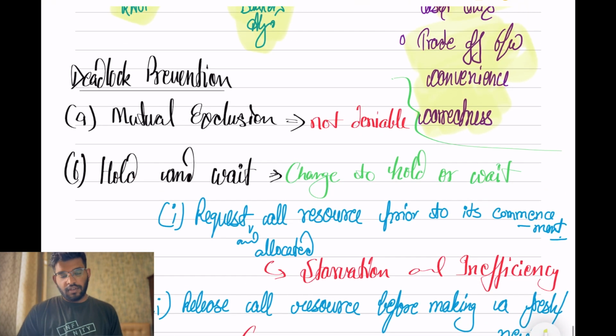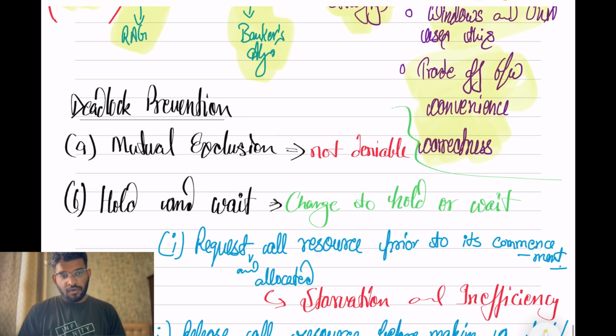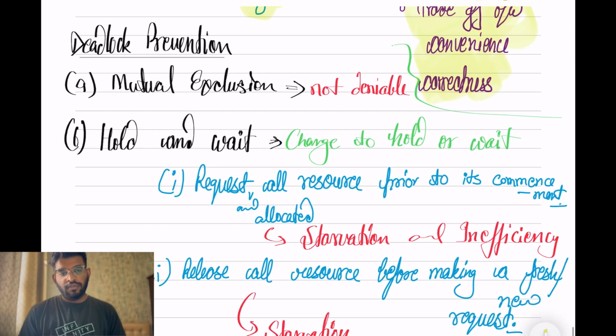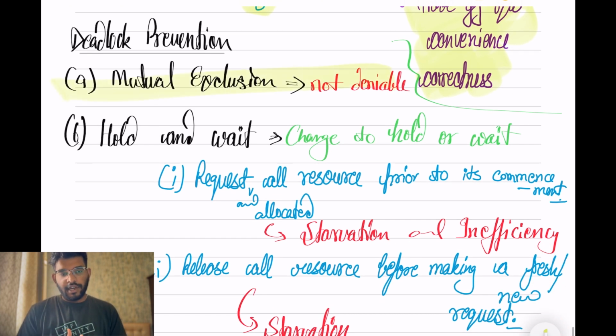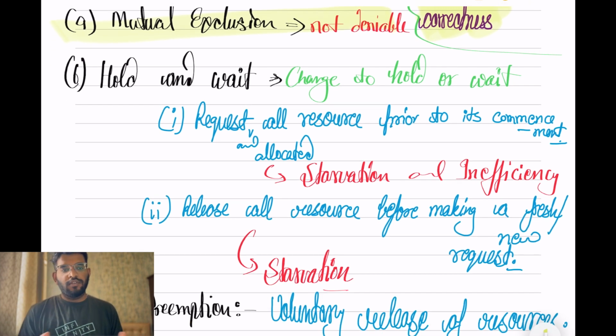For deadlock prevention, we need to prevent or deny any of the necessary conditions. For mutual exclusion, we cannot deny this if deadlock is supposed to happen. For hold and wait, we should change it to hold or wait. If there is a process P, then it should request all the resources prior to its commencement, and have them allocated. Like if a process P wants resources R1 to R10, then either it gets all the resources or it gets none.